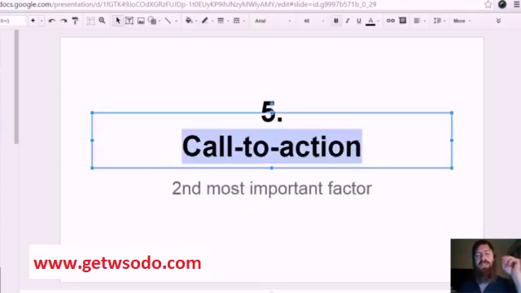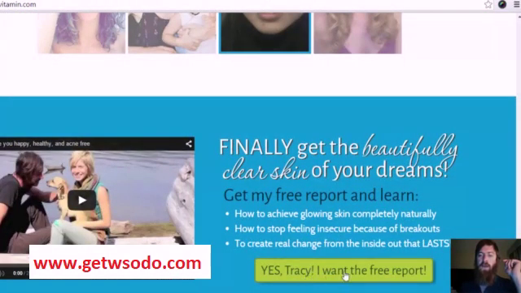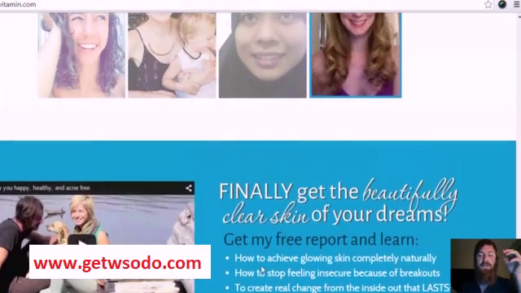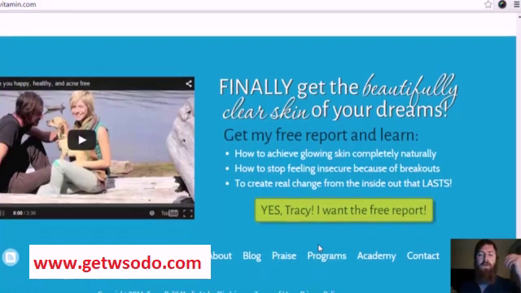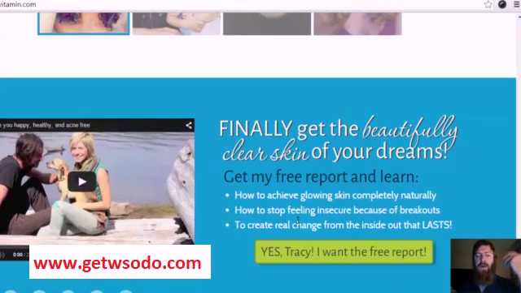Call to action. So this is the second most important factor, and also a very important factor you should be testing. In this case, the call to action is, "Yes, Tracy, I want the free report." This is good. Now, you can still test this by getting rid of the exclamation points, getting rid of the "Yes, Tracy." You can say, "Send me my free acne treatment report," or whatever. That would be a very powerful way of testing.